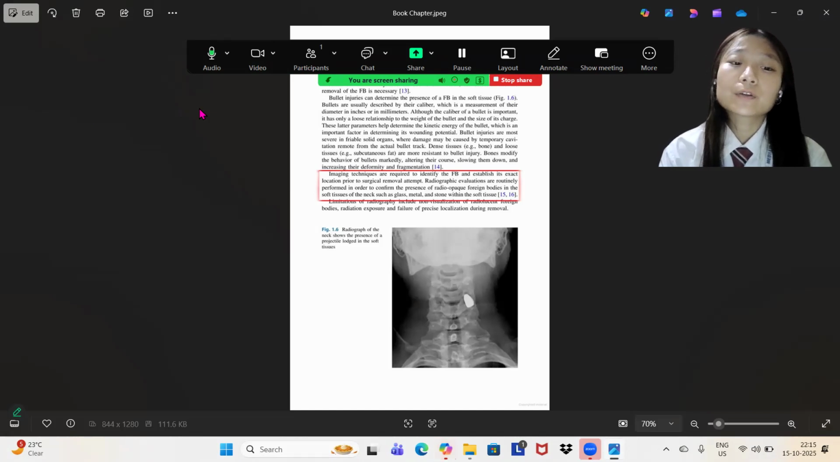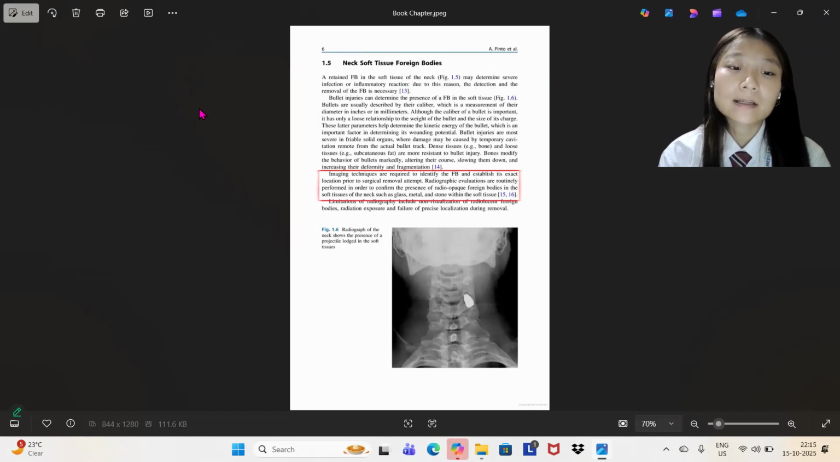damage if not removed. The text highlights that imaging techniques are essential to locate the exact position of the foreign body before attempting surgical removal. It states that radiographic evaluations are routinely performed to confirm the presence of radio-opaque foreign bodies such as glass, metal, or stone within the soft tissues.